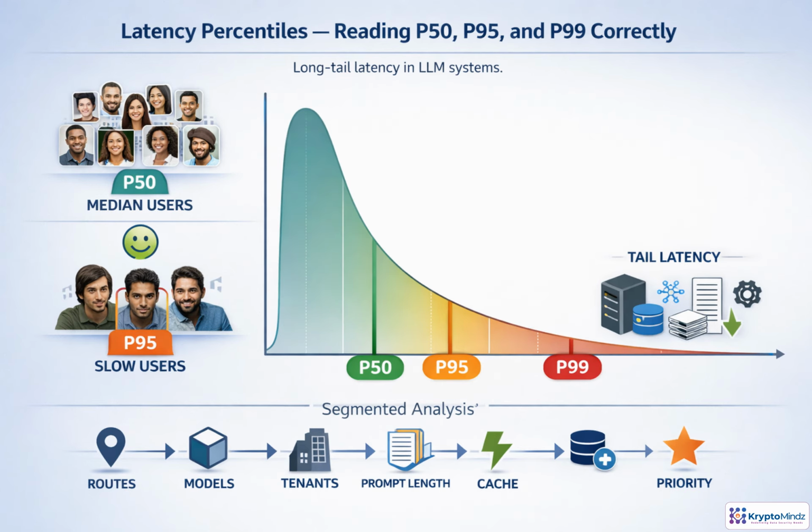LLM latency is rarely average-shaped. It is long-tailed. Most requests finish quickly, while a smaller set gets dramatically slower. P50 shows the median experience, which is useful for spotting broad baseline shifts. But P50 can look healthy while many users are still suffering. P95 is often the better service level target because it captures recurring user pain. P99 is your tail alarm. It can reveal queuing, cold starts, long prompts, fallback providers, or GPU contention. Always segment percentiles by route, model, tenant, prompt length, cache hit status, and priority. Otherwise, one blended number can hide the exact path causing the slowdown.